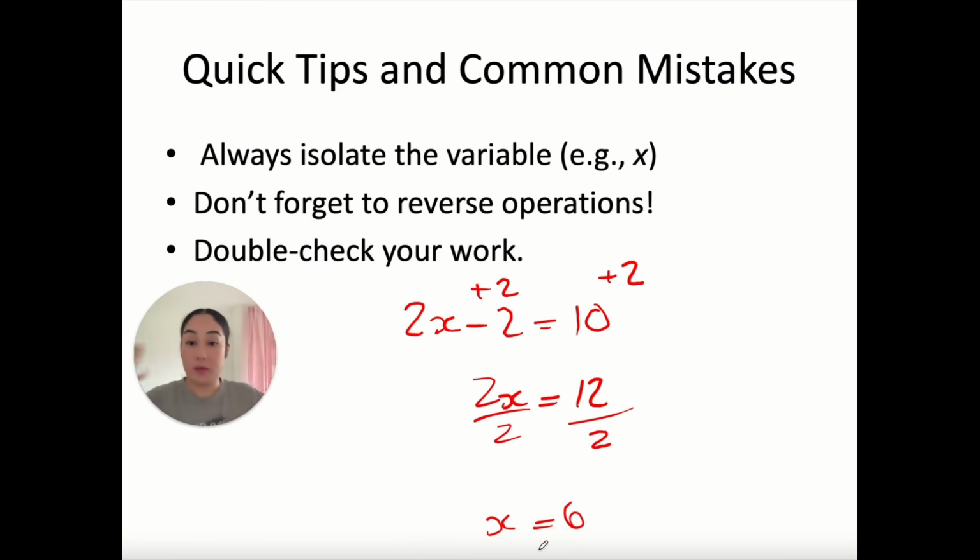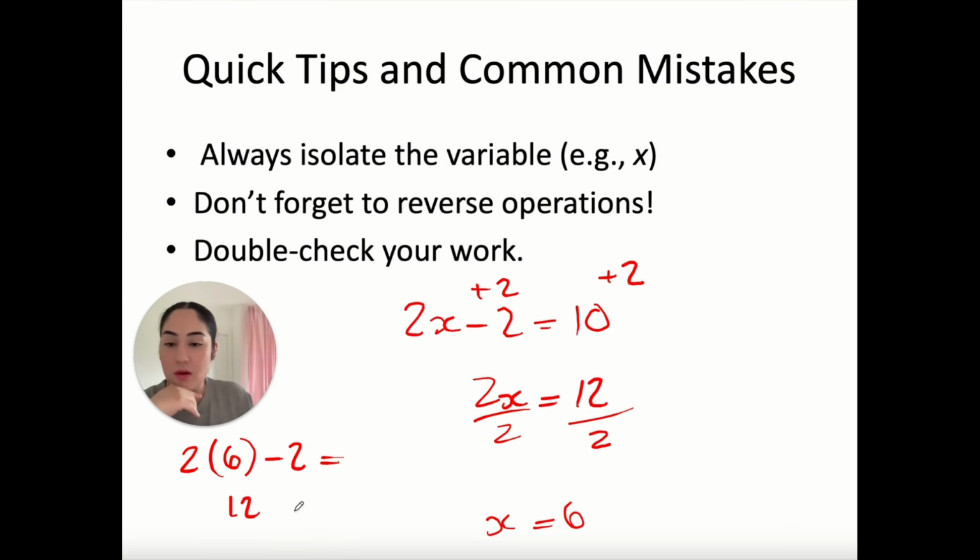Now, the last one is we're going to double check our work. So basically, that means I'm going to substitute the x back into this problem. So 2 multiplied by x, which I'm saying is equal to 6, minus 2, does that give us 10? So 2 times 6, that's 12. 12 minus 2, that does give me 10. So that is the correct answer.